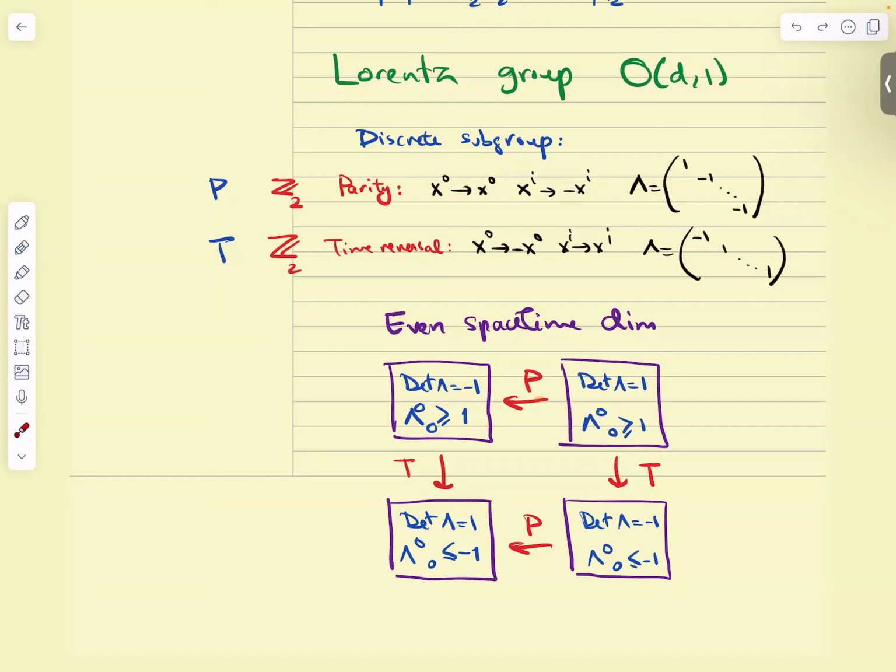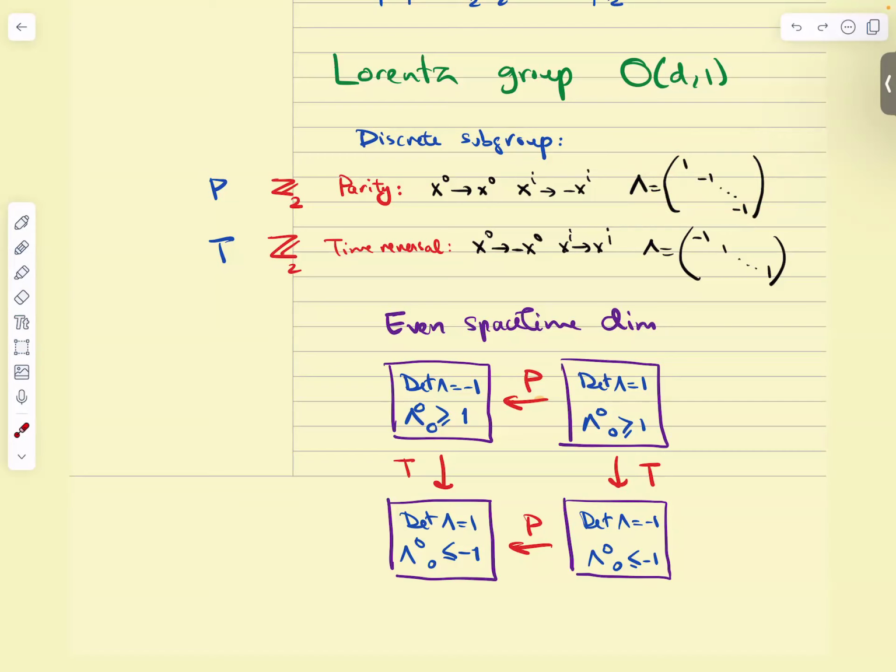When you're in 3 plus 1, let's define O(3,1). It has 4 disconnected pieces. I already said that if the determinant is 1 and minus 1, they are disconnected. Let's first define a Z2 times Z2 worth of transformations. One Z2 is called parity. This is a transformation that leaves x0 invariant and flips the sign of all space directions. This is called parity. You could check that this satisfies this equation.